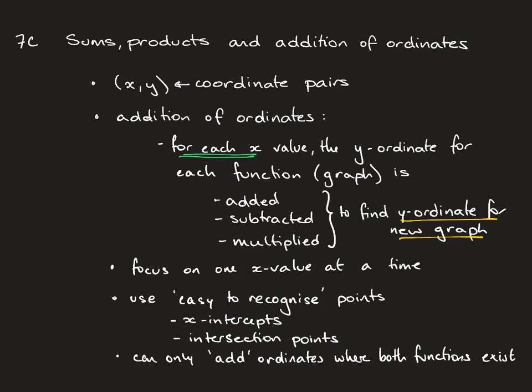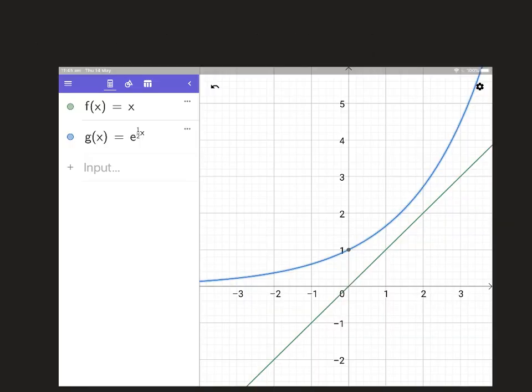And what we do is we focus on one x value at a time. And one of the easiest things to do is to use the easy to recognize points. So our x-intercepts, our intersection points. And remember that we can only add ordinates where both functions exist. So let's have a look at what we get when we add ordinates for our exponential, log and trig functions. We get some very interesting graphs.